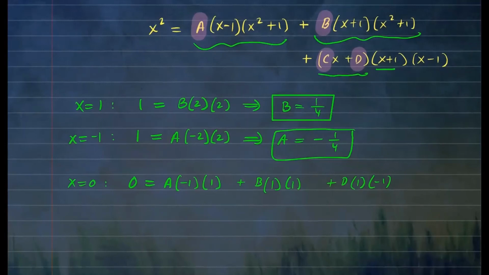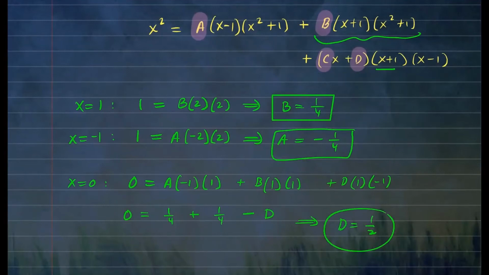All right, so let's plug in a and b since we know those coefficients. So this is 0 equals, a is -1/4 times -1, that's +1/4, plus b is 1/4 times 1, that's 1/4, minus d. And if you solve this, you will get d is equal to 1/2. Wonderful. Now we got one more constant to solve, which is c.